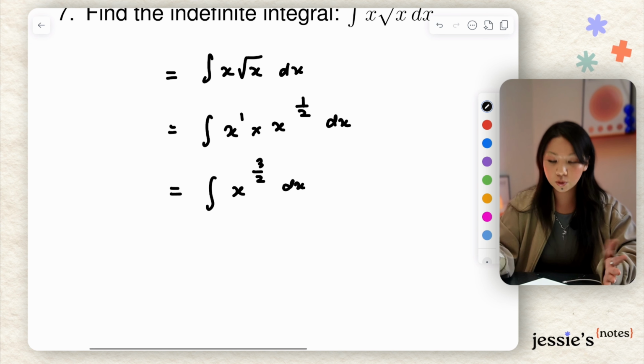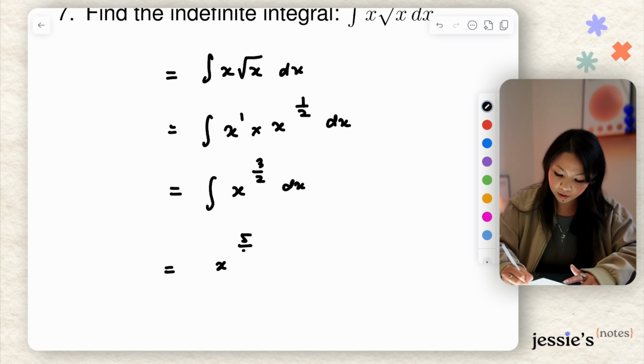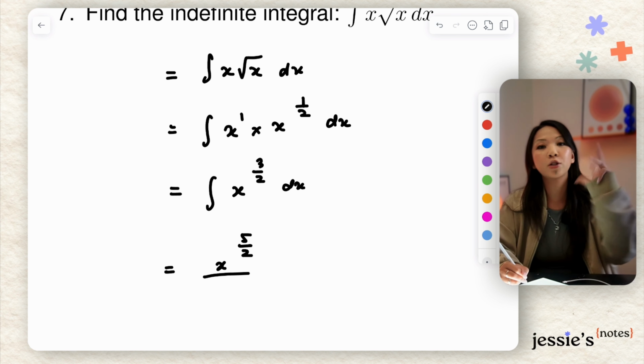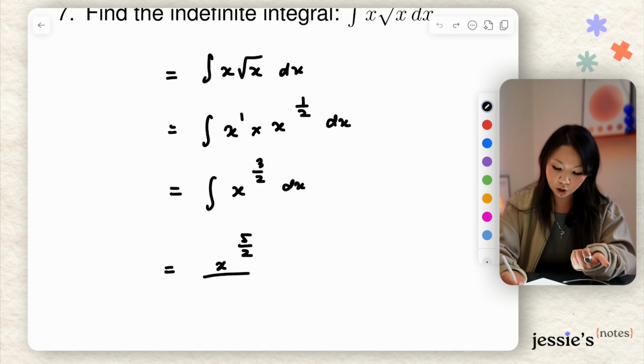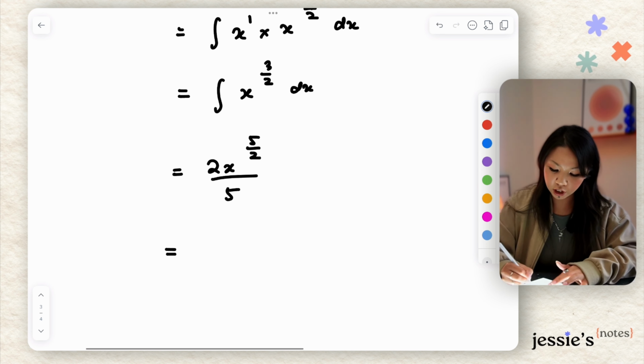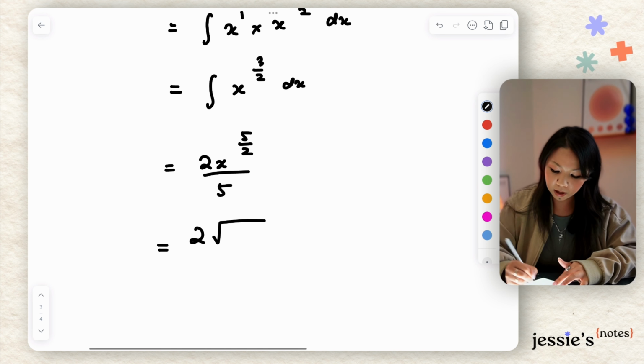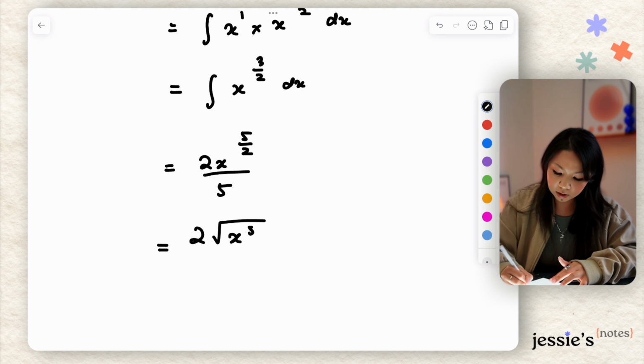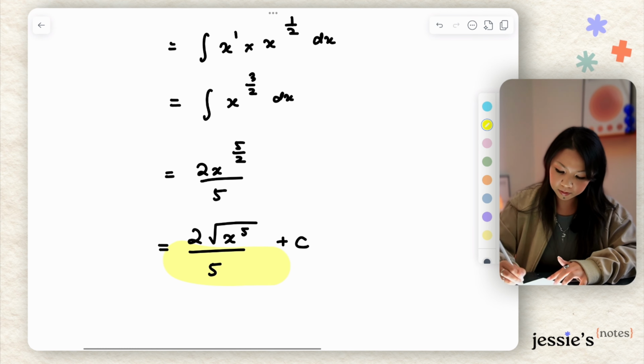And then now integrate it as usual, x to the power of 5/2. When you divide by a fraction, swap it. So 5 is usually at the top, chuck it down. 2 goes to the top, plus c. And you know what I should do is I'm going to change it back into a surd form. So that becomes 2 square root of x to the power of 5 all over 5 plus c. Huzzah! And that is it.